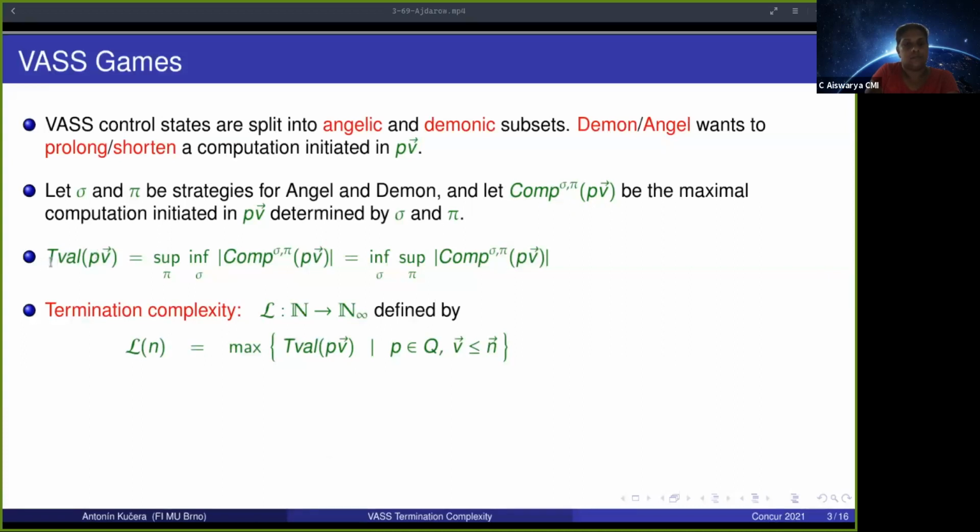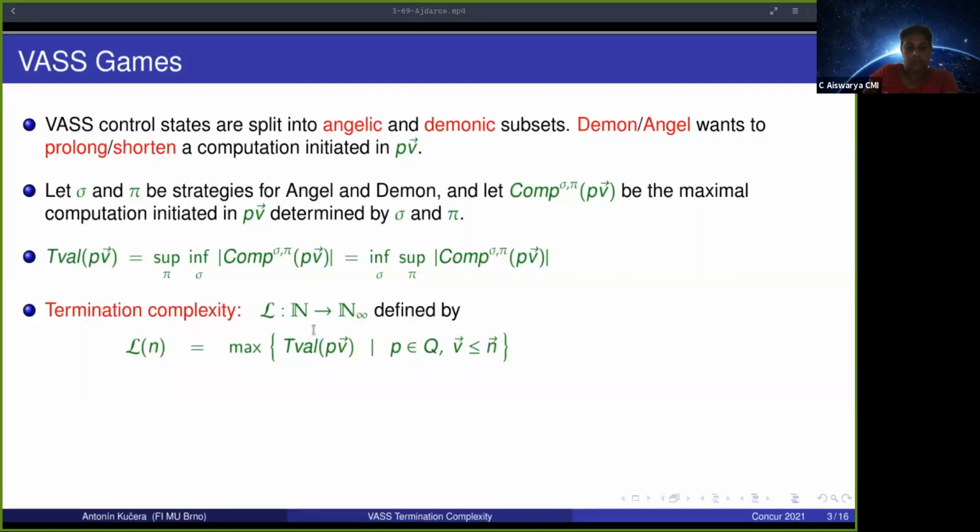The termination value of pV, denoted by T-val of pV, is intuitively the length of the maximal computation obtained from pV if both players play optimally. So more formally, we need to show that this usual sup-inf equality holds, and this equality formally defines the termination value.